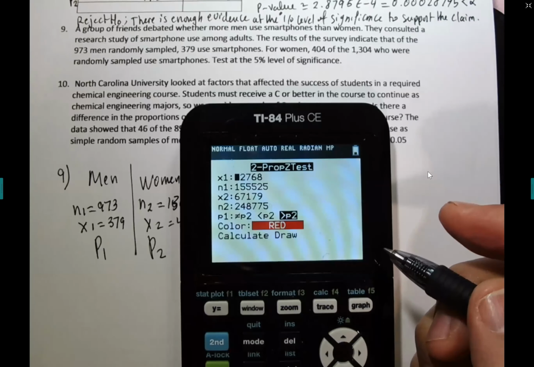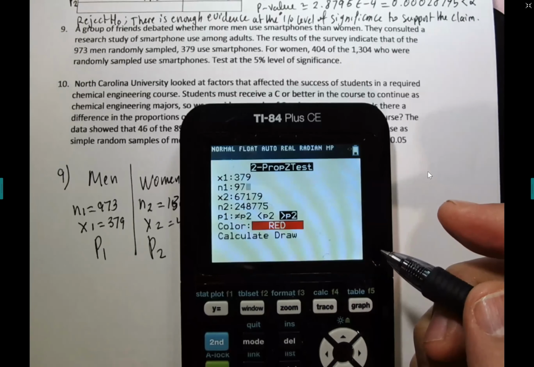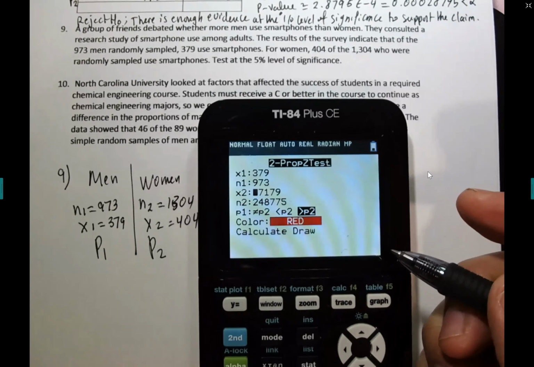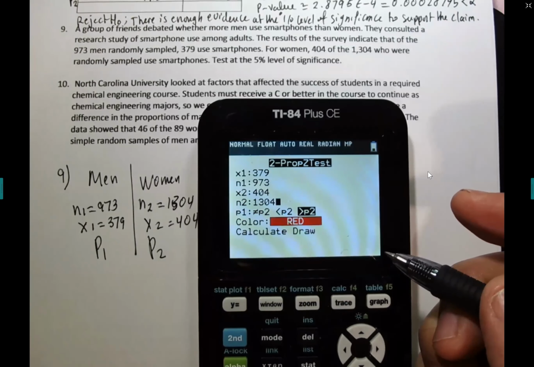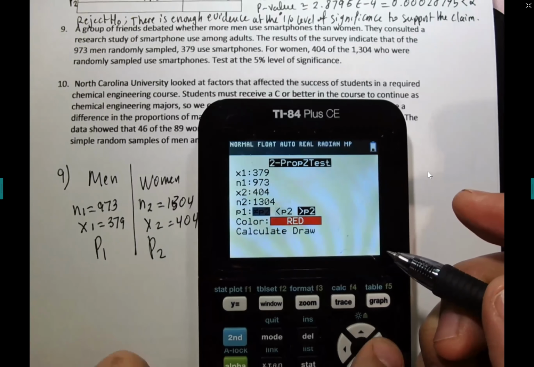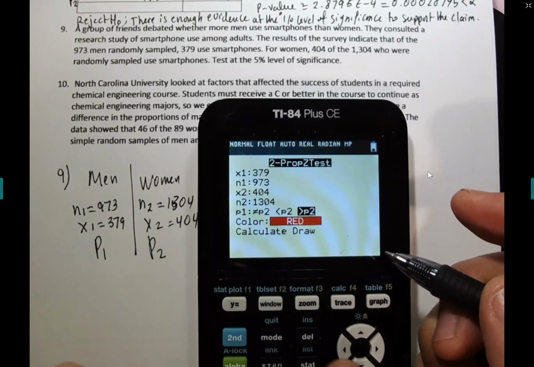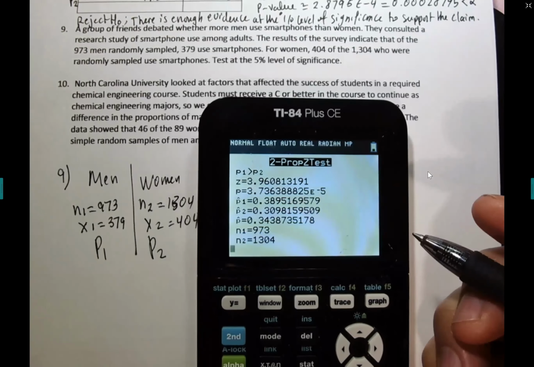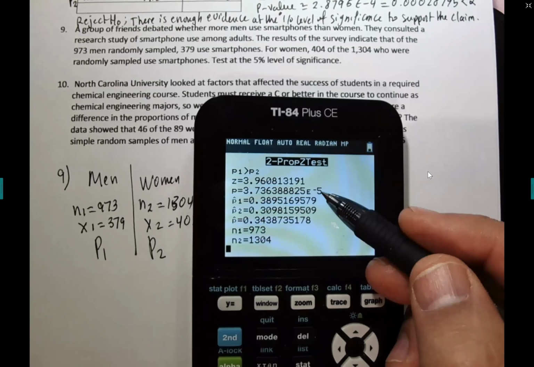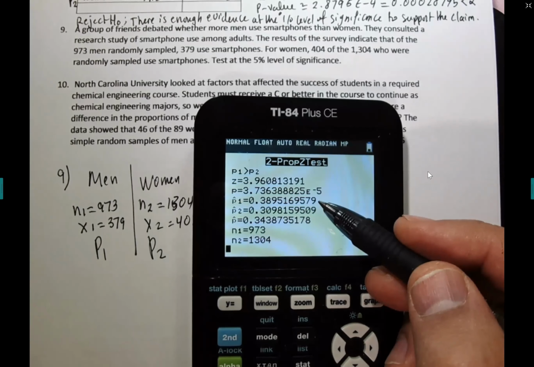So X1 is always the first number. So you begin with 379, then the sample size. Then X2, he says 404 women out of what? 1304 use smartphones. And check that P1 is greater than P2. It's exactly the same screen as the previous one. So Z is 3.96. And look at the p-value. There's E minus 5, guys. So it's almost 0.